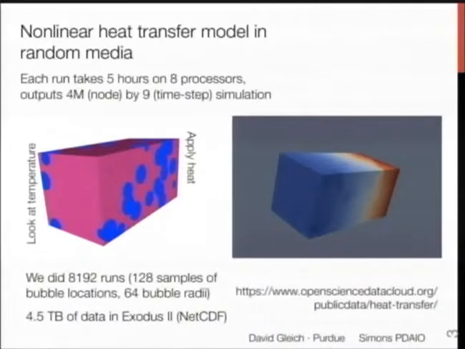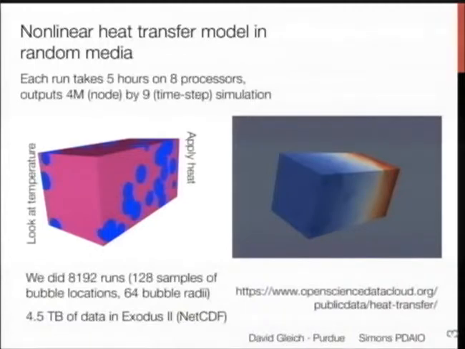What we did was we ran this code 8,192 times, where we varied the position of the bubbles and the size of the bubbles. In particular, we looked at 64 different bubble sizes, and we looked at 128 different positions of every bubble. If you multiply those two out, you get 8,192. And if you look at how many CPU hours we spent doing this, it's around 400,000 CPU hours. This actually output about 4.5 terabytes of data.